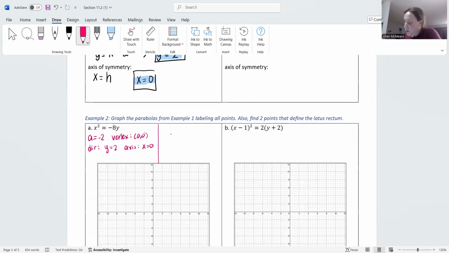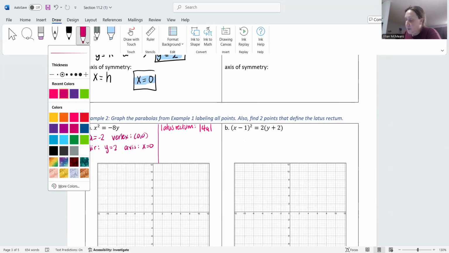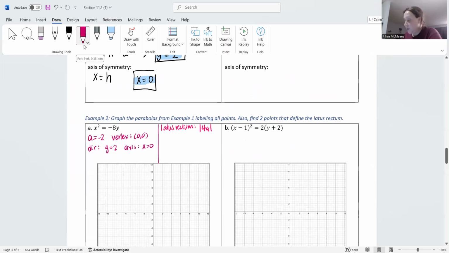So we know the length of the latus rectum is the absolute value of 4a. So we want the absolute value of 4 times -2, which is the absolute value of -8, which is 8. So the distance from one point on one side of the parabola to the other point on the other side of the parabola through the focus has to be 8 units apart. So keep that in mind.